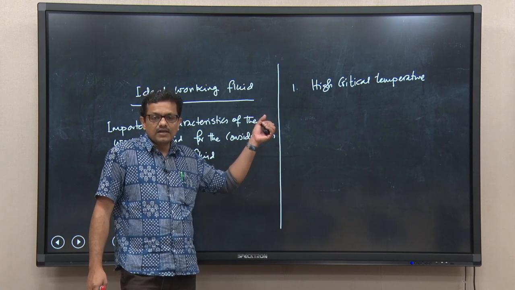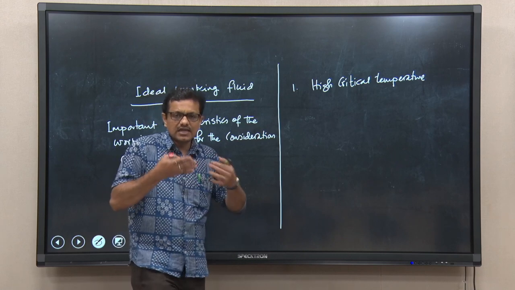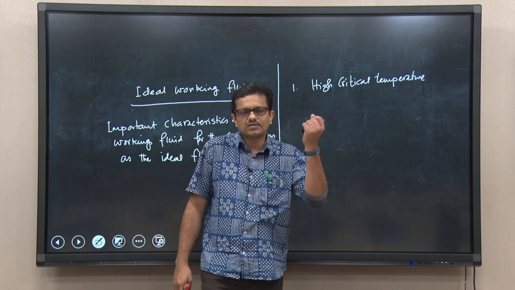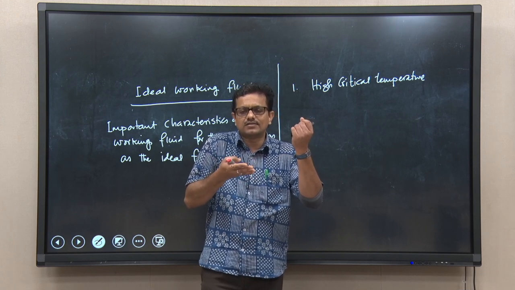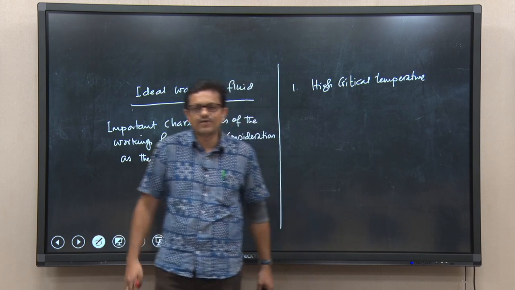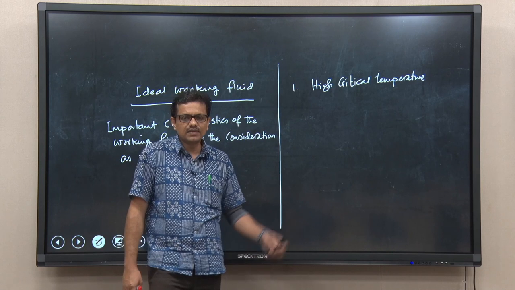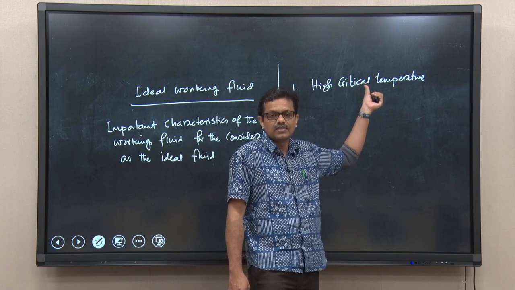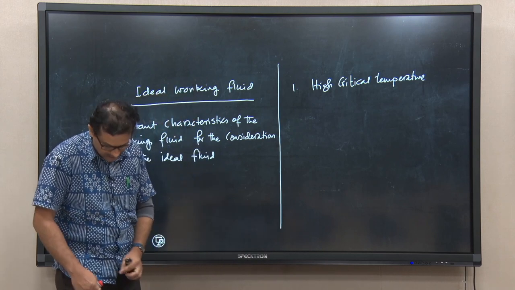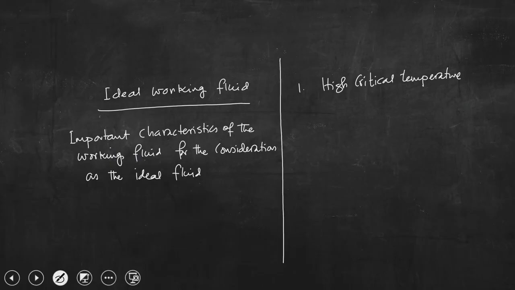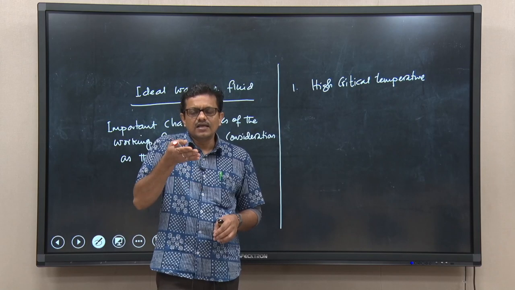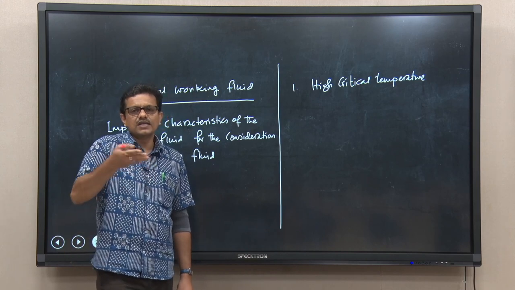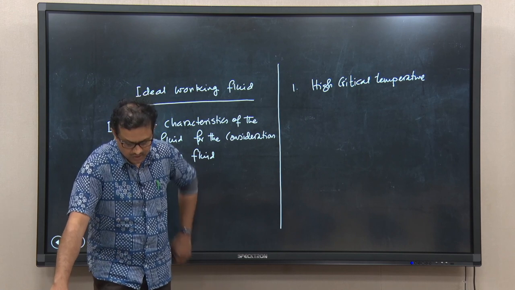So, if the critical temperature of the fluid is higher than the metallurgically allowed maximum temperature, because we cannot increase the temperature inside any device, otherwise the material used to fabricate the device will start melting, then isothermal heat transfer is possible at the maximum temperature as the fluid changes its phase. This is very important. If the critical temperature is very high and we can have isothermal heat transfer at the maximum temperature, then we can closely reach towards the Carnot cycle.